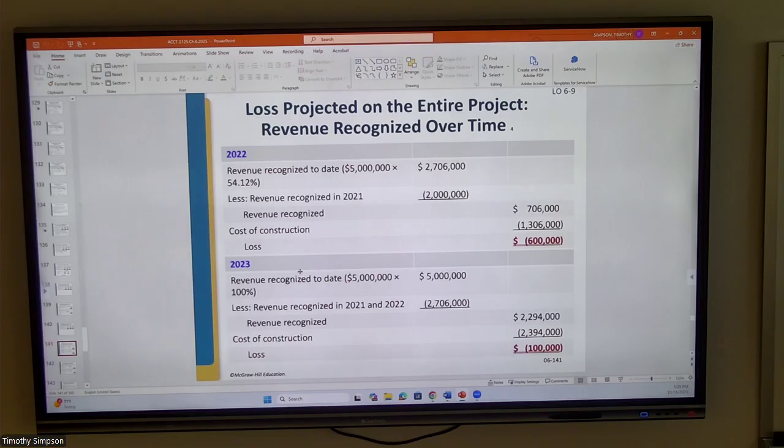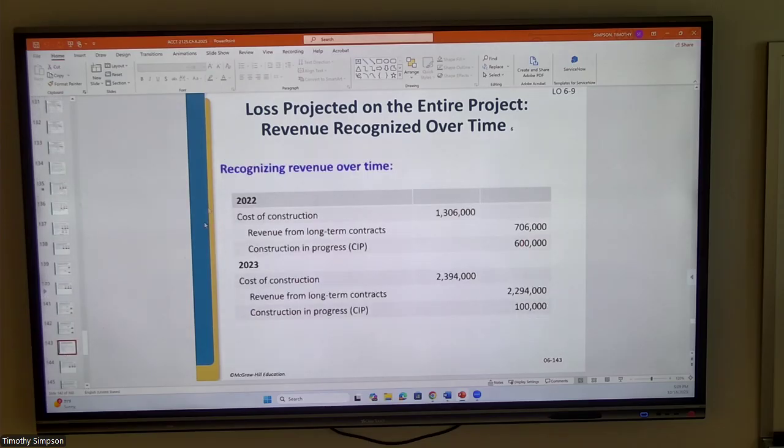And over time, this is what is being recognized, is the fact that we have a loss really beginning in 2022, carrying over to 2023, and as a result, the project is a loss. And so we have to recognize that when we know that it's going to be a loss, and there's really no good way about it. And over the time period, this is what it sort of looks like here.